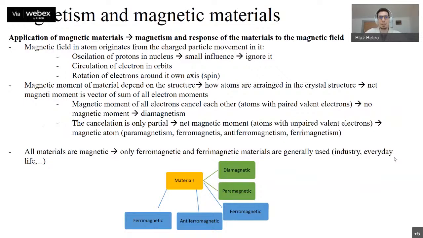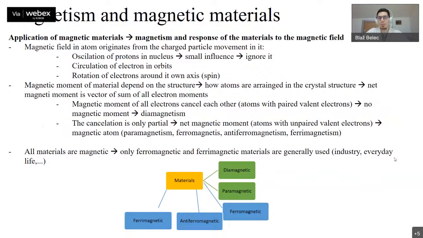So the whole magnetic moment of the material depends on the structure of the material, how the atoms are arranged in the crystal structure, the circulation of the electrons in orbits and their spins, and all of this is described as a vector sum of all those movements. The magnetic moments of all electrons cancel each other. This happens in atoms with paired valence electrons.